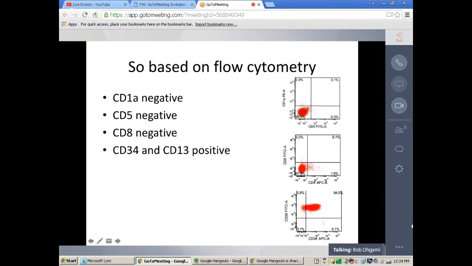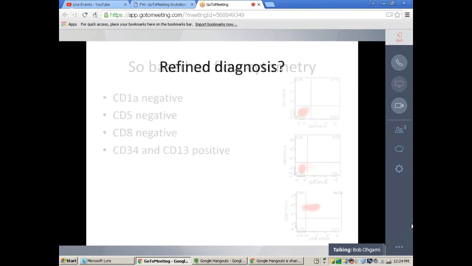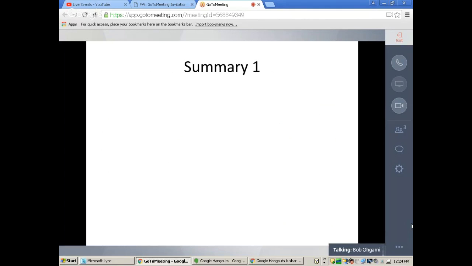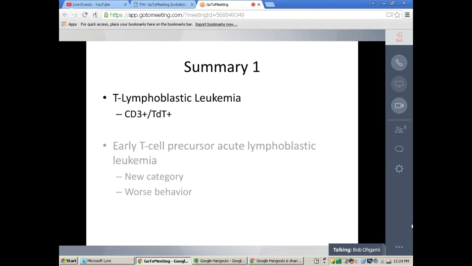So based on the flow, again, negative for CD1A, negative for CD5, negative for CD8, but it does have CD3, right? And having stem cell and myeloid-associated markers makes this an early T-cell precursor acute lymphoblastic leukemia, and your clinicians will be very happy that you diagnose that so that they can intervene appropriately. So the summary here: T lymphoblastic leukemia expresses CD3 and will have mature markers like TdT. And it's important to be aware of this new category in the 2016 WHO, early T-cell precursor acute lymphoblastic leukemia, which has worse behavior, right?